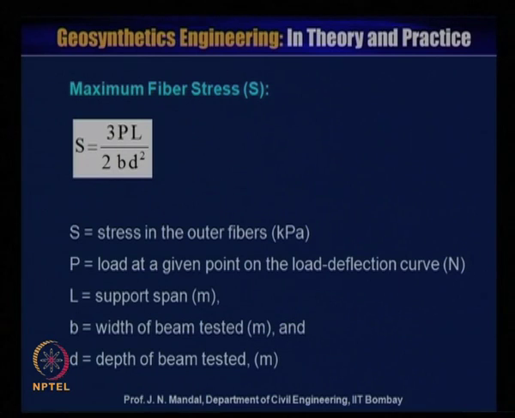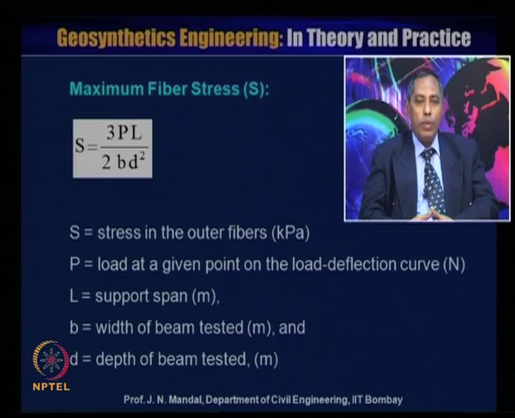So, the maximum fiber stress S can be determined using this equation. S is equal to 3PL by 2Bd square. S is the stress in the outer fiber, in kilopascal. P is the load at a given point on the load deflection curve, in Newton. L is the support span in meter, B is the width of the beam tested in meter, and D is the depth of the beam tested in meter.